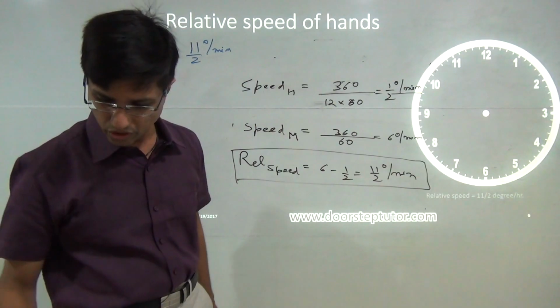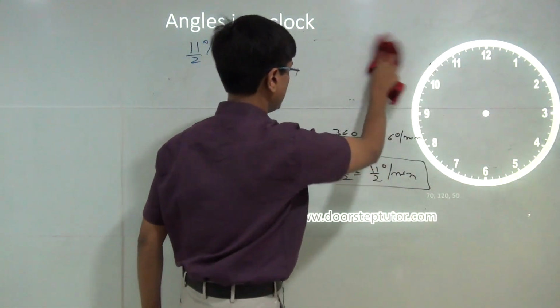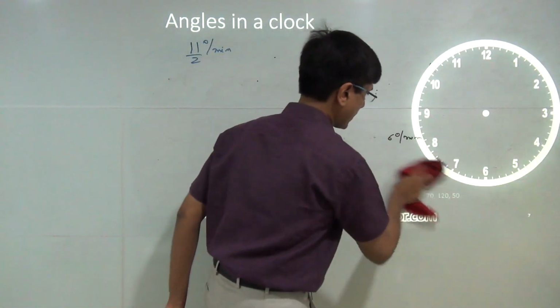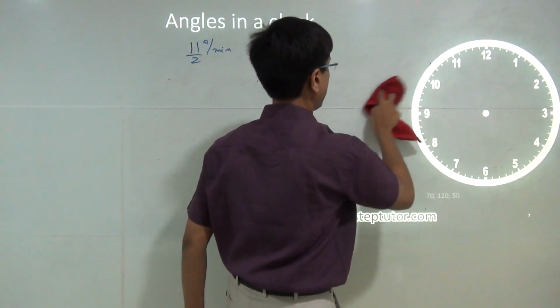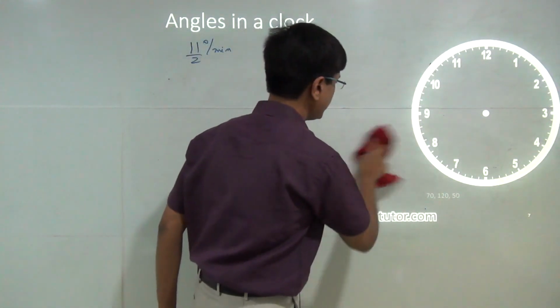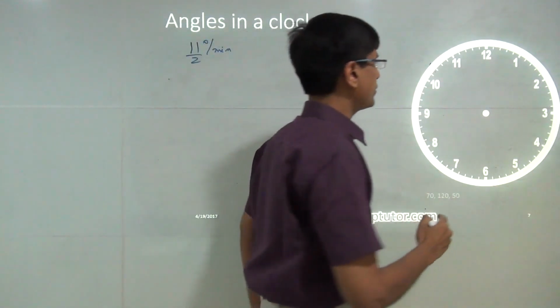Okay. So now moving on. Most of the clock problems which are asked in the exam have to deal with the angles. So let's first study what the various angles in a clock are and what are the various angles which the hands of the clock can potentially make.